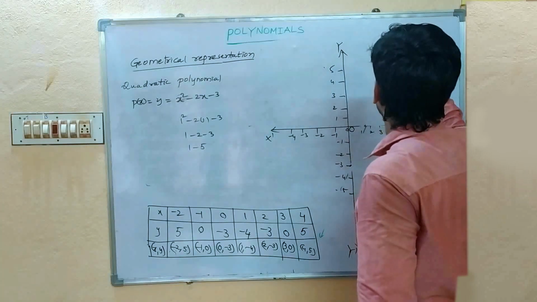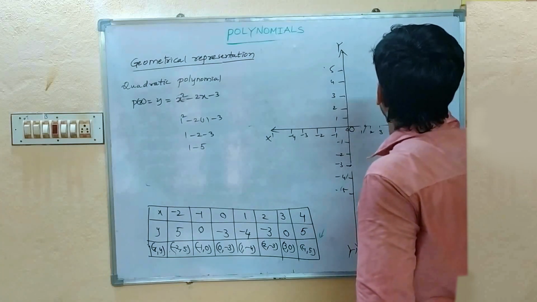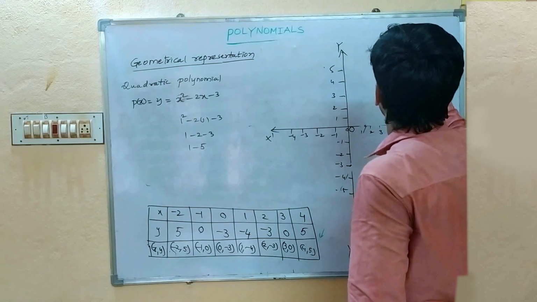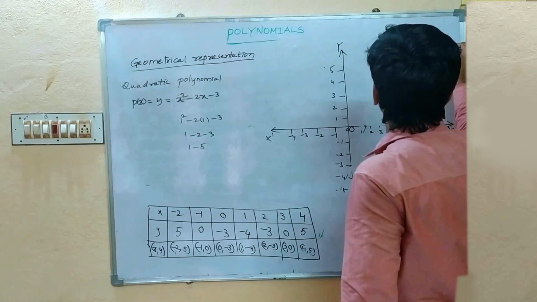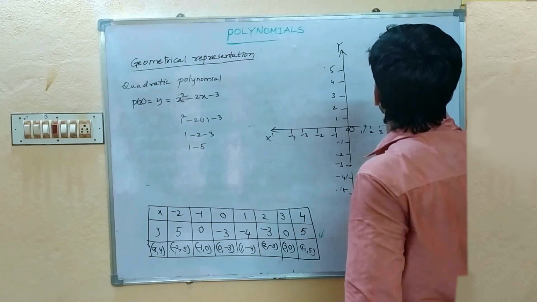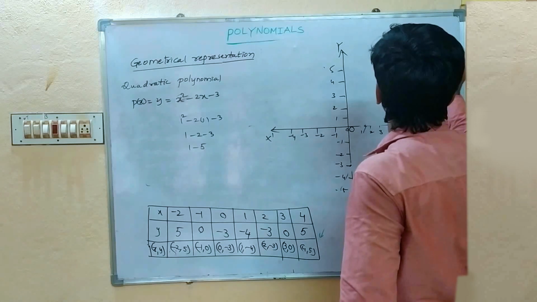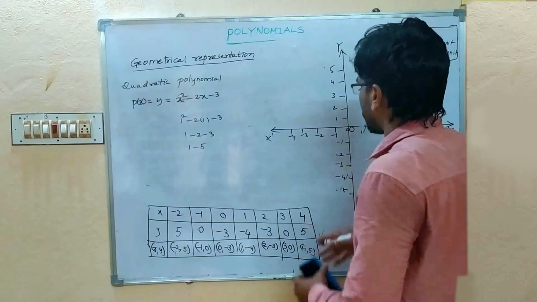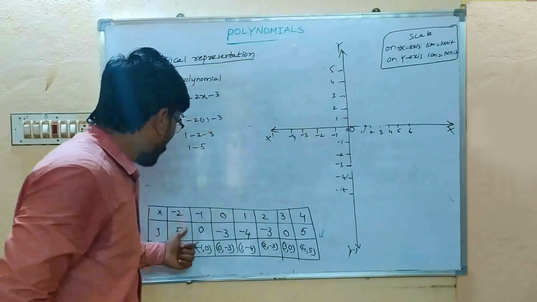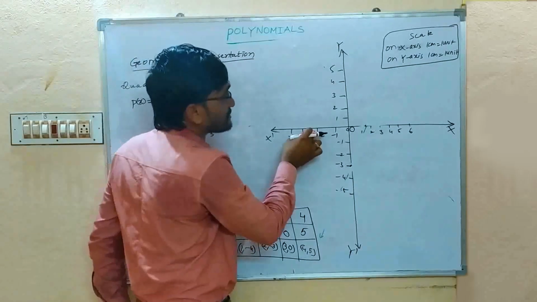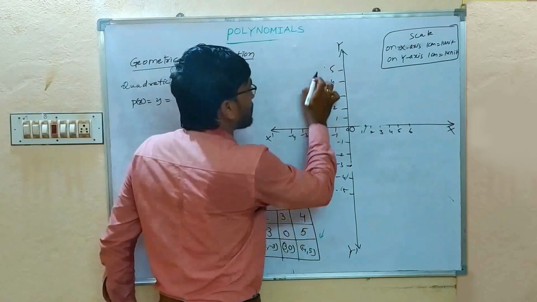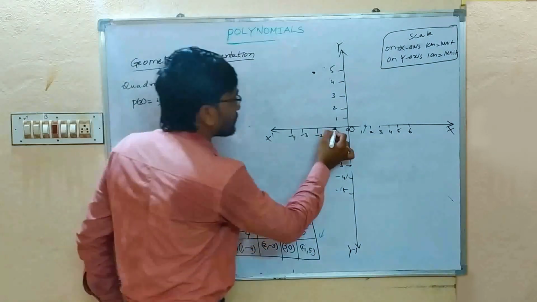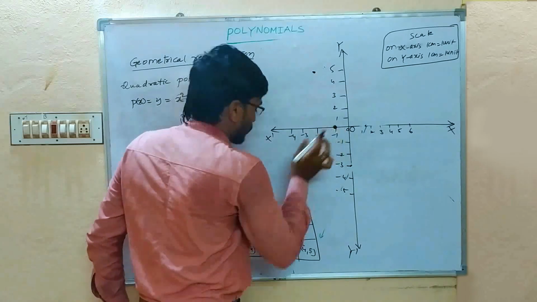Here I have taken the scale on the x-axis as 1 centimeter equal to 1 unit, and on the y-axis 1 centimeter equal to 1 unit. This is the scale I have taken for drawing this graph. So the first point is minus 2 comma 5: minus 2 on the x-axis, 5 on the y-axis. Next one is minus 1 comma 0. This is the point.